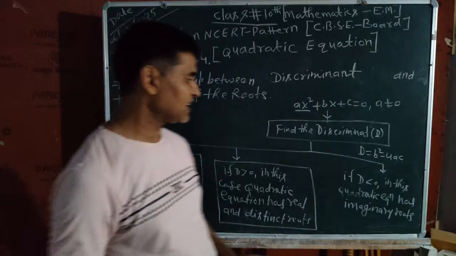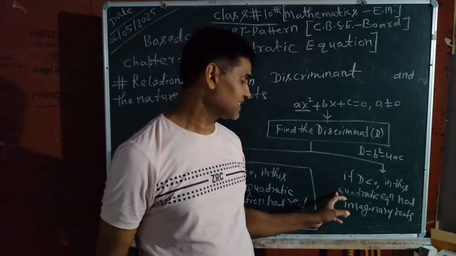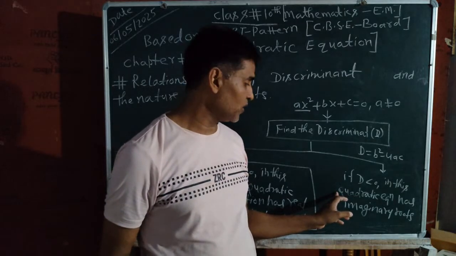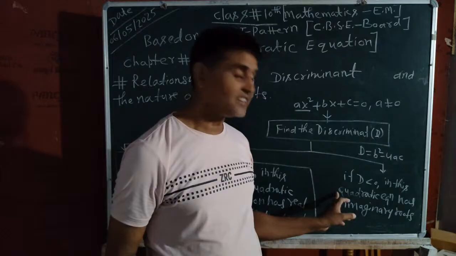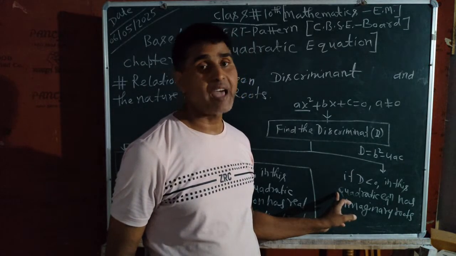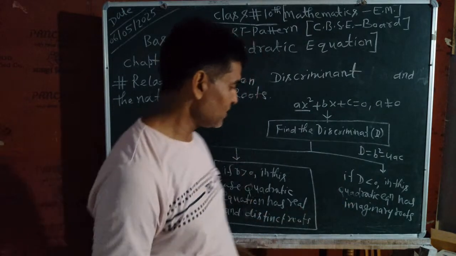It means that in this case both roots will not intersect the x-axis. Both roots are imaginary, only we will imagine them. That is, both roots will be complex numbers, and that complex number I will read in class 11 mathematics.